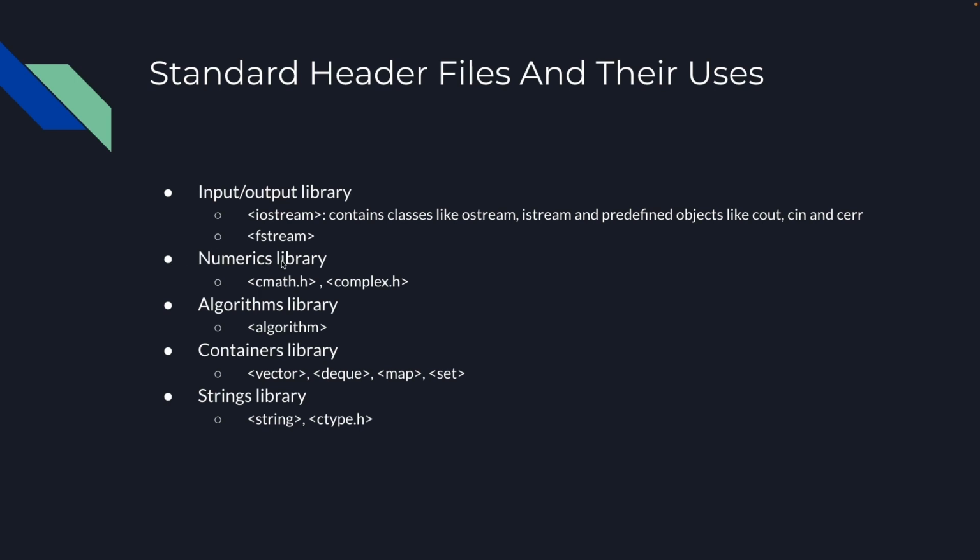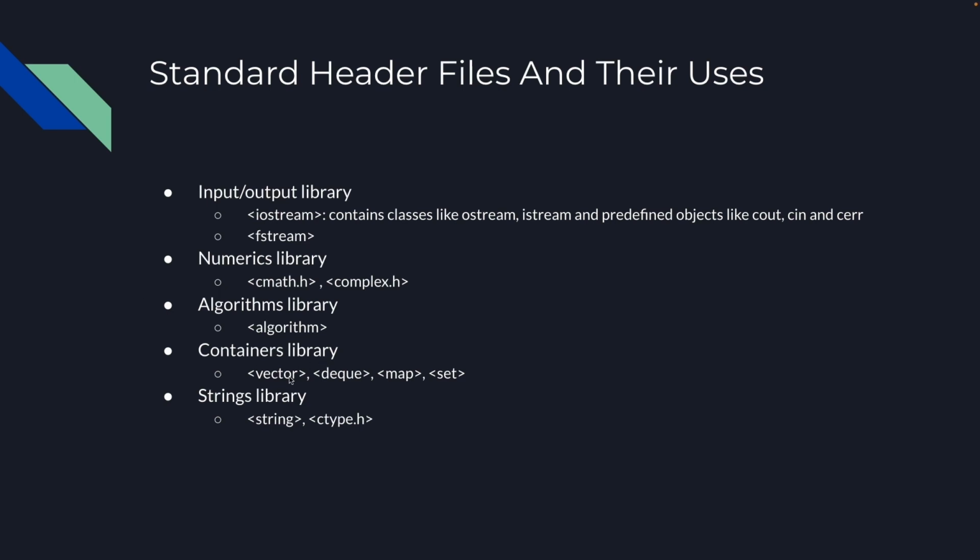Then in numerics for mathematical calculations, we have cmath.h and complex.h. They are basically used to perform mathematical operations like square root and power functions. Also, complex.h deals with complex number operations and manipulations. Then we have the algorithm library. It contains algorithms that operate on C++ containers like vectors, maps, arrays, etc. And it offers a collection of functions for working on ranges of elements such as sorting, searching, etc.